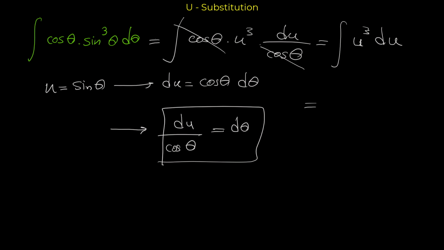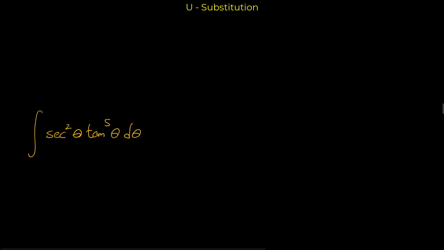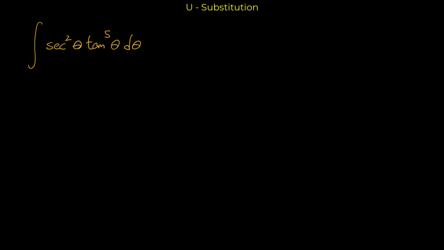Based on the power rule, the integral of u to the 3 is u to the 4 over 4 plus c. But remember, u originally is sine. So the answer is sine to the 4 theta all over 4 plus c. This is the answer of that integral. Let's take a look at the next example.